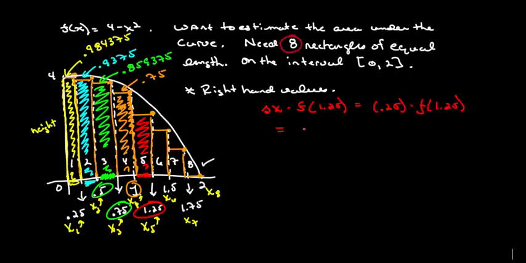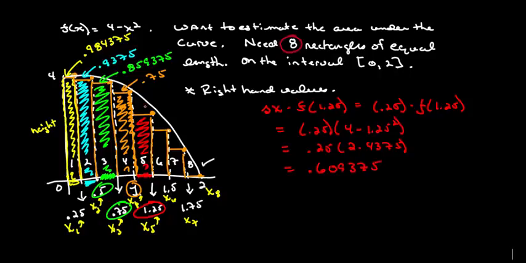So our base length is 0.25 here again. We multiply by the function at the right-hand side of the interval, which is 1.25. We do our computation out. And if you fast forwarded to the end, I don't necessarily blame you at this point, because this gets rather tedious. So we get 0.609375. Put that up there. Two more left.